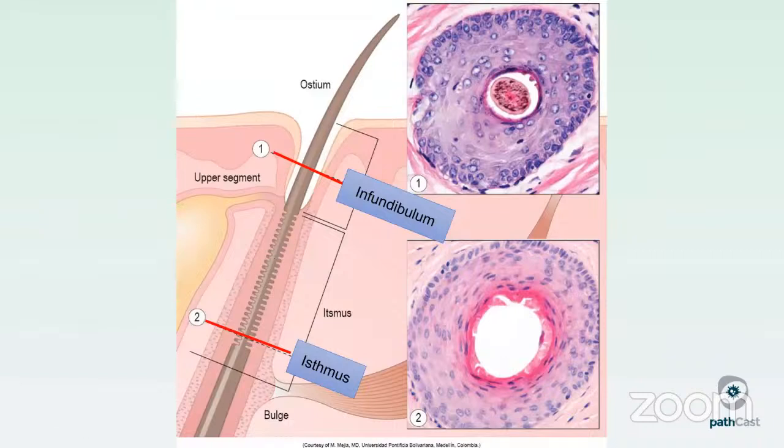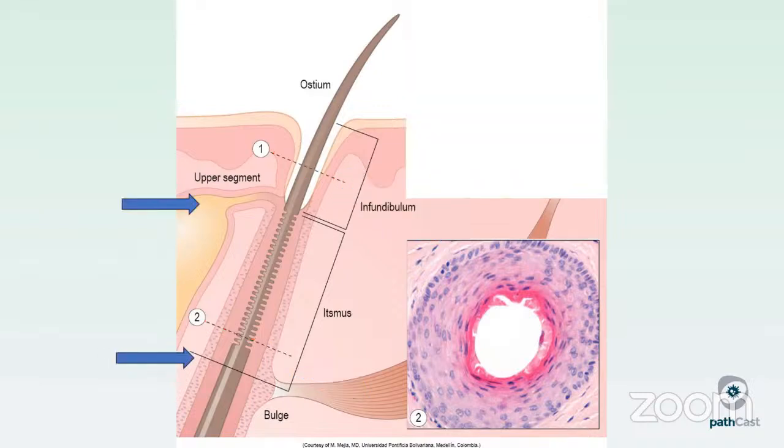First, the isthmus is defined by the area between the bulge and the entrance of the sebaceous duct. The inner root sheath has desquamated completely. We just have chunky, wavy tricholemmal keratin produced by the outer root sheath, seen here in cross-section.